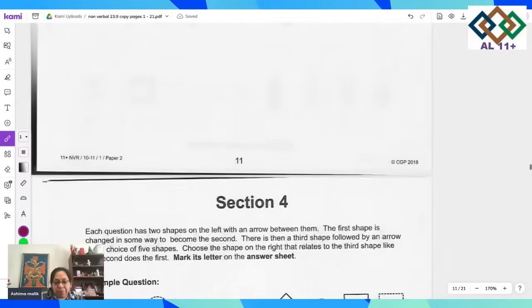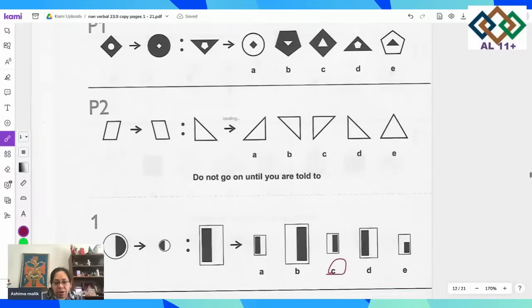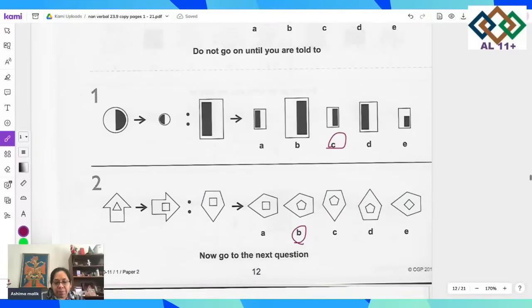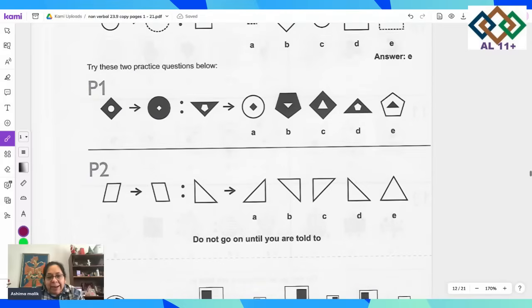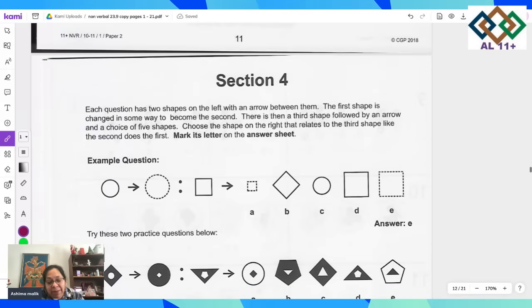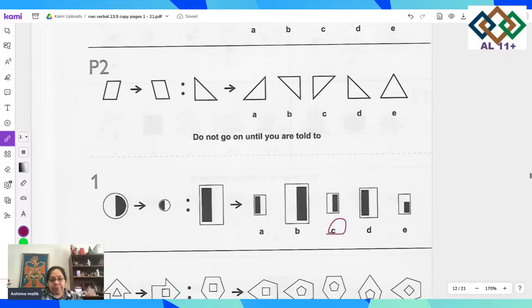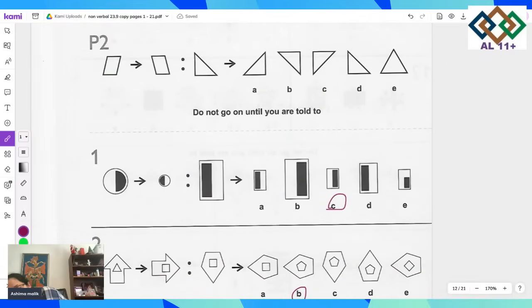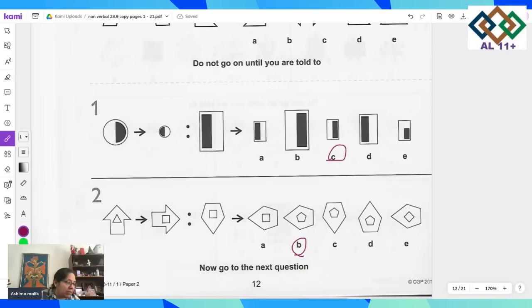Let's move on to another one now. Section 4. Again, section 4 is the same one. Let's see, what are they asking here? Each question has two shapes on the left with an arrow between them. The first shape is changed in some way to become the second one. I'm not very sure questions like this will come, but it's good practice to do them. I'll just do one or two to show you how that would be.